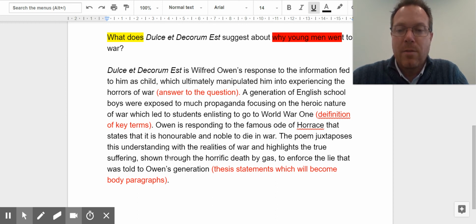And then it talks about the suffering, the use of the actual man dying, the way he dies. Owen watches him die in first person. We hear the gas bubbling out of his lungs when he's carried back. So the third dot point is talking about how this man's death really reinforces to Owen's generation that they were lied to. There's nothing heroic in the way the man died. Not only that, he didn't achieve anything out of it.